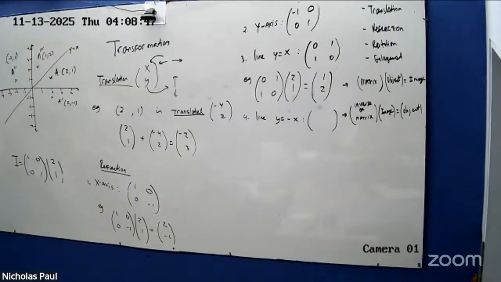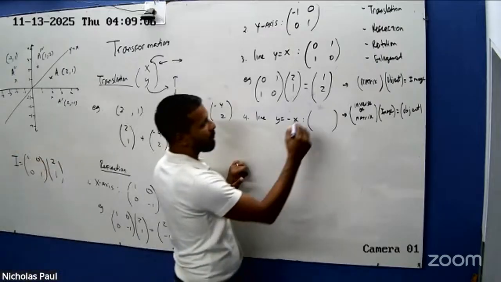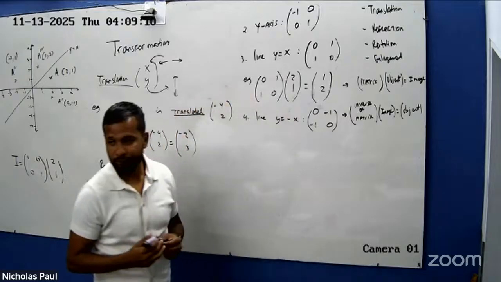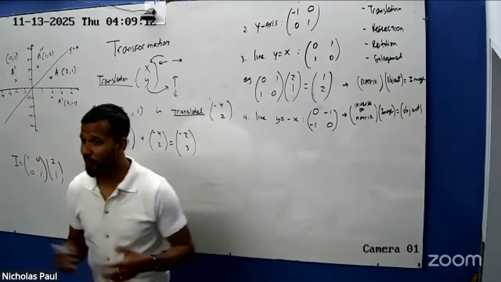What is the transformation matrix for the reflection in the line y equals x? Put a minus sign in front of the one. Very good. Everybody okay with that?